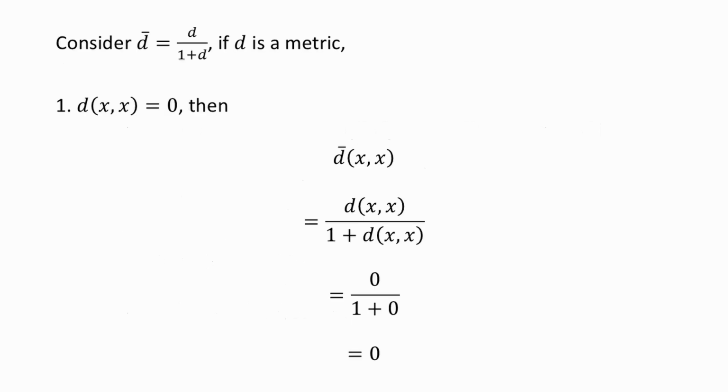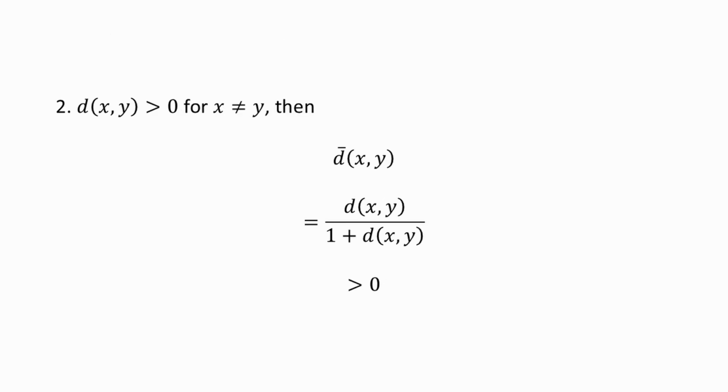So consider d bar equals d over 1 plus d. If d is a metric, it means that d satisfies all of the conditions that we mentioned above. Then we have the following. First, d(x, x) equals 0. Then d bar(x, x) equals, by applying the definition of d bar, d(x, x) over 1 plus d(x, x). But now we know that d(x, x) equals 0, so we can write the next step, 0 over 1 plus 0, which equals 0.